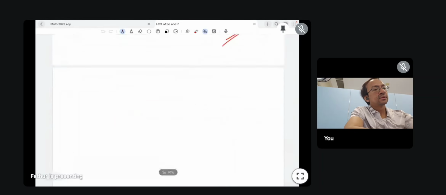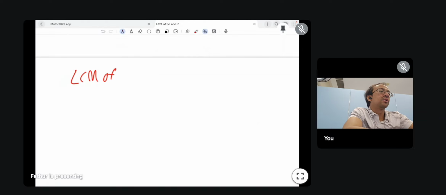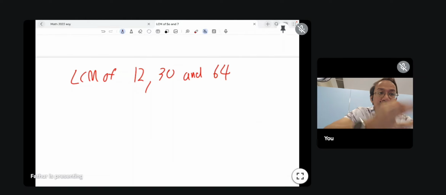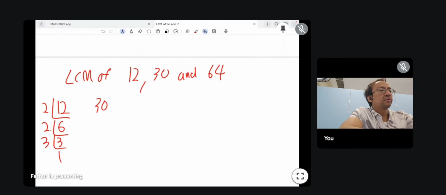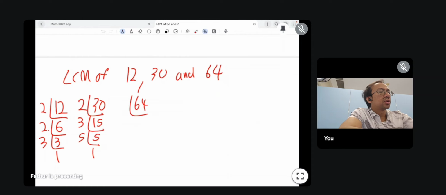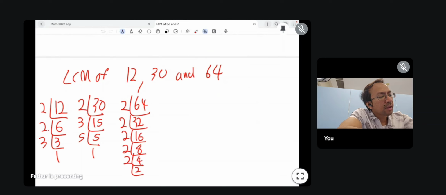Another example. Let's try the LCM of 12, 30, and 100. And let's say 64. Okay, so same thing. Now you have three numbers, right? So what you do is you express the product of prime factors for all numbers. 12 divided by 2, divided by 2, divided by 3, 1. 30 divided by 2, 15 divided by 3, divided by 5, 1. 64 divided by 2, 32 divided by 2, 16 divided by 2, 8 divided by 2, 4 divided by 2, 2 divided by 2, 1.